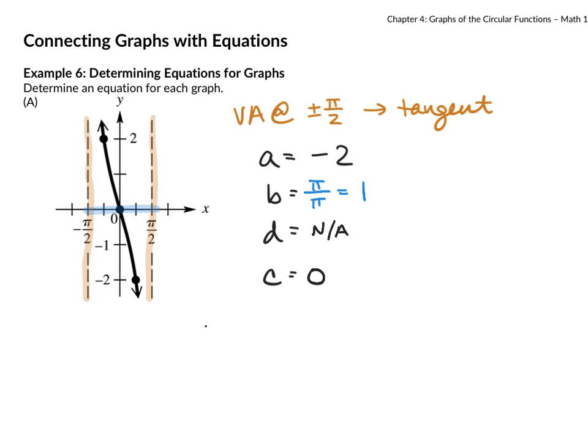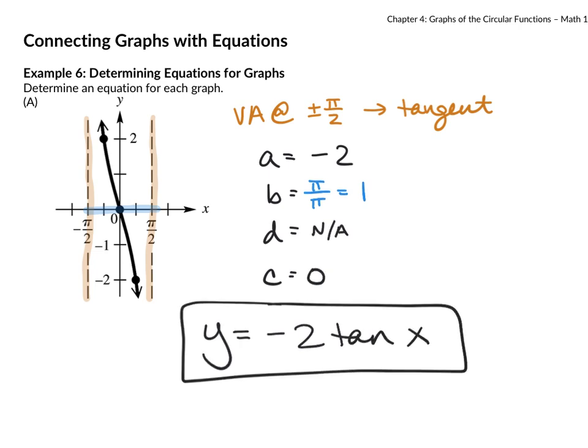So this function would be y equal to -2 times the tangent of x. None of the other numbers besides the a value have been affected, so it's just a simple vertical dilation and reflection of the normal tangent function.